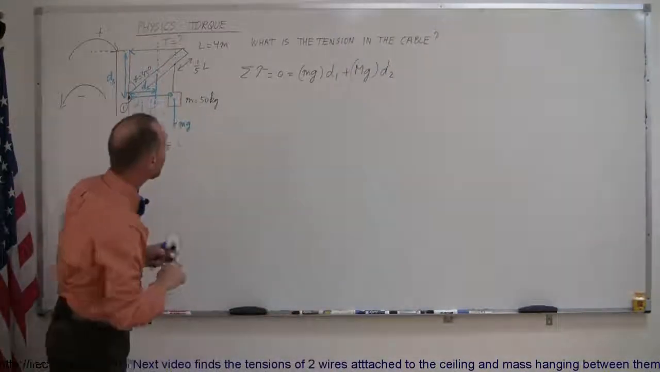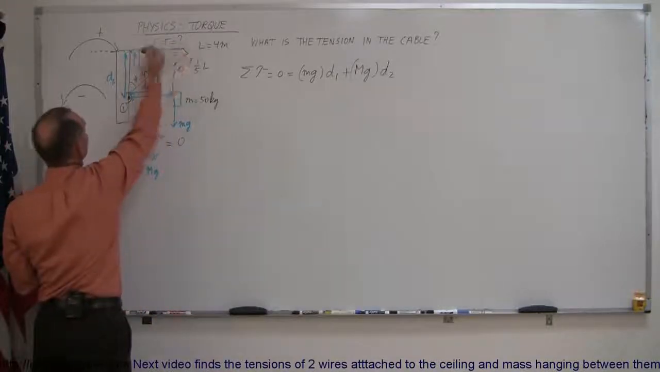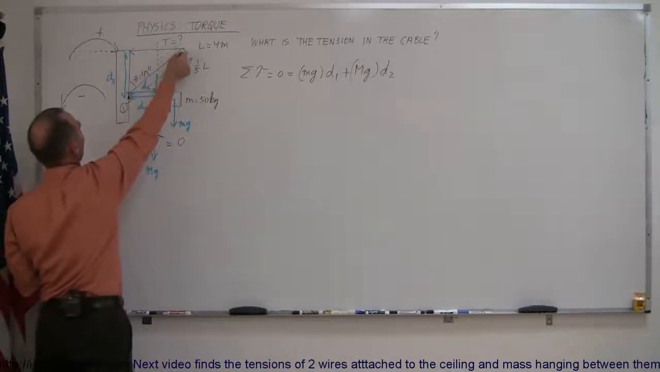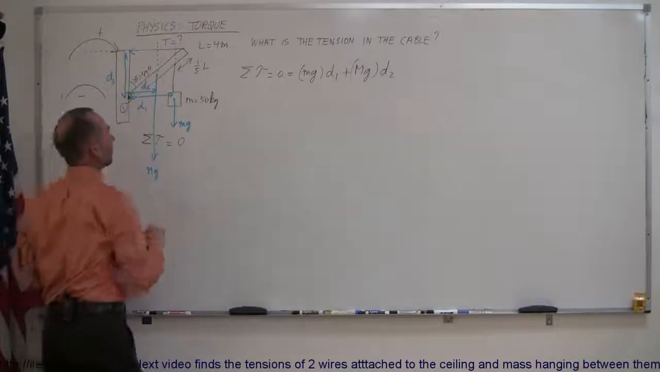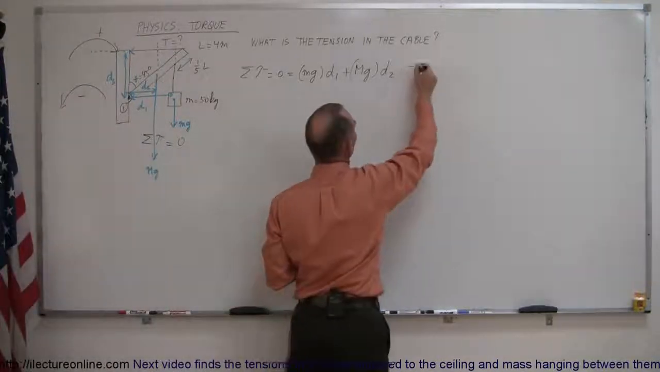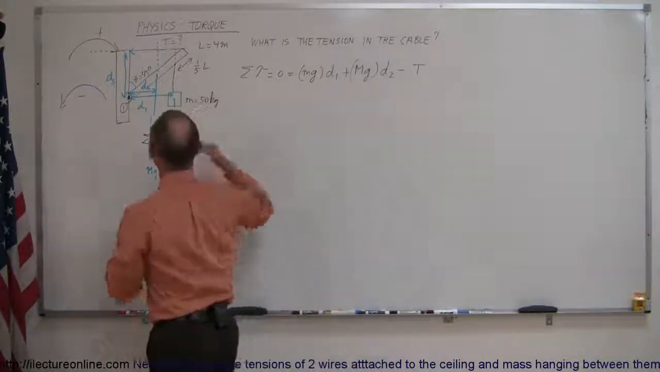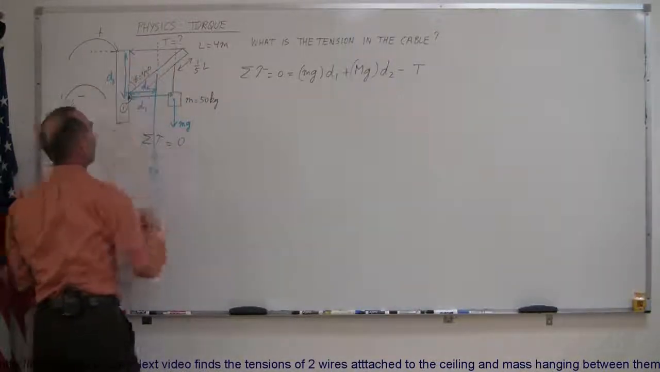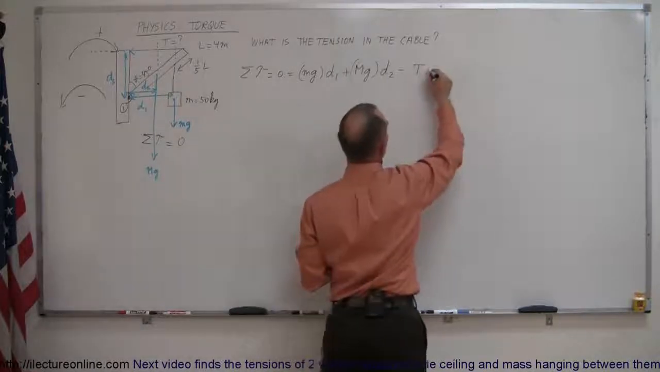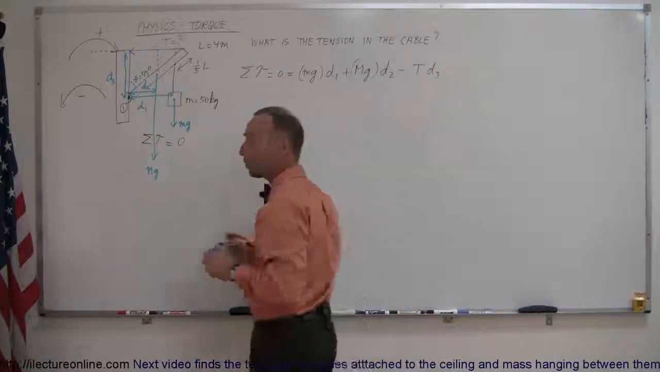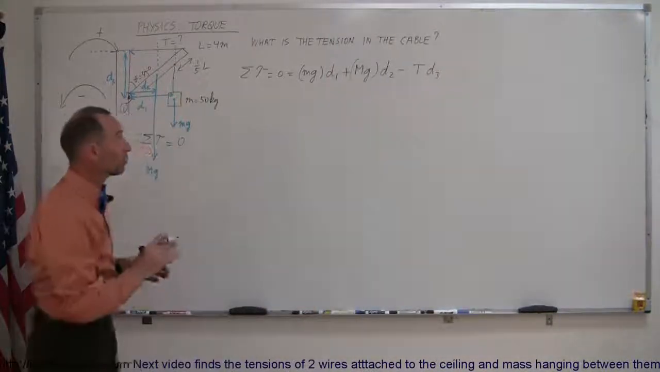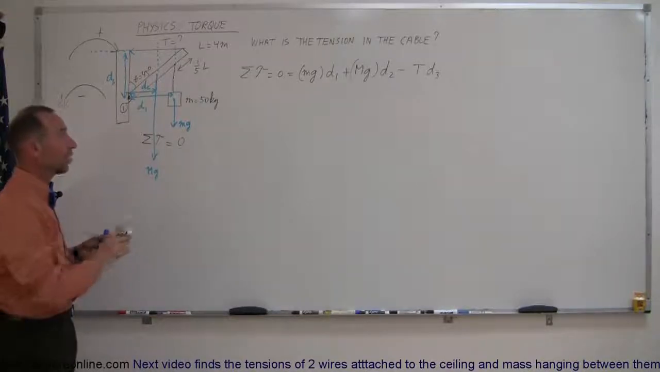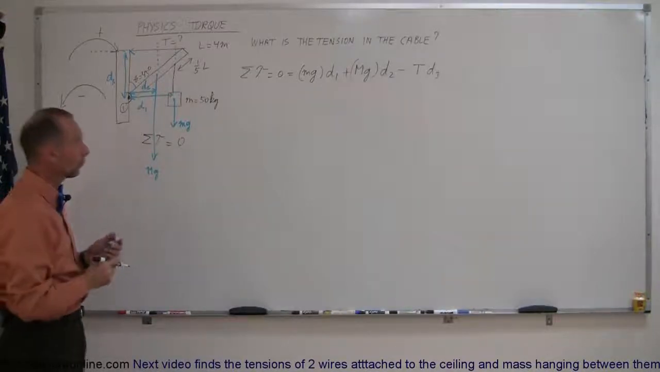And finally, I have this tension pulling in this way. If this was the only force acting on it, it would pull the beam in a counterclockwise direction, so I call that a minus tension, times the distance from the line of action of that force to the pivot point, which is this distance right here, which is distance 3. All right, so now at least I know I have the correct equation on the board. Now I simply have to find out what D1, D2, and D3 are equal to.